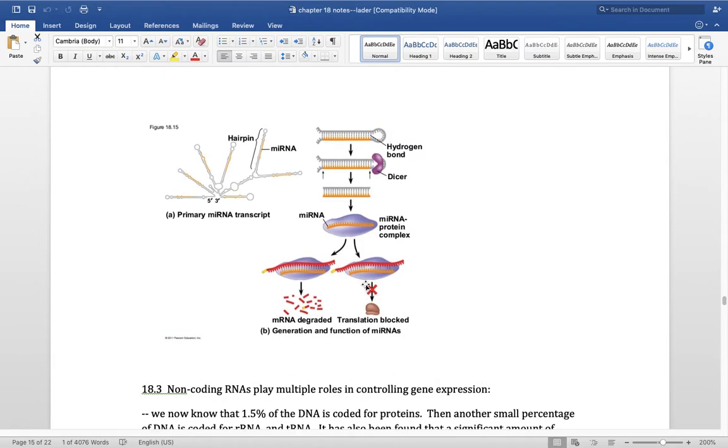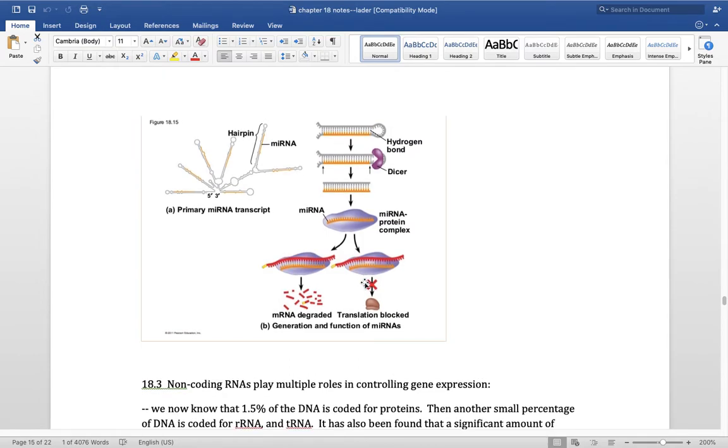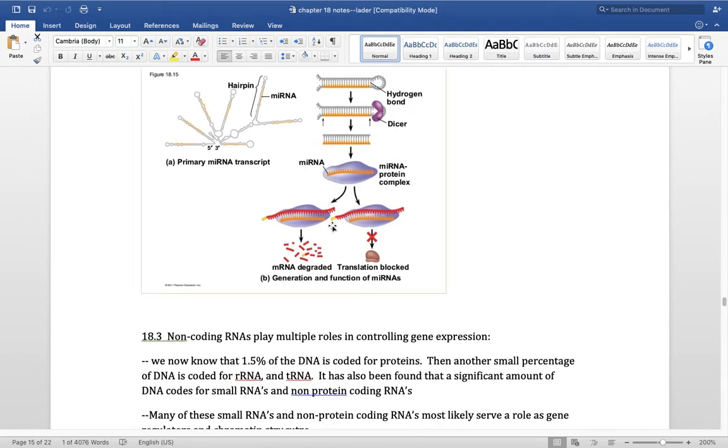Okay, so these guys are made by DNA. The code is in DNA to make these micro and small interfering RNAs. So miRNA in this situation stands for microRNA. And then there's also siRNAs, small interfering RNAs. But they basically do the same thing. They're just small interfering RNAs. What they do is they stop after transcription or prevent translation.